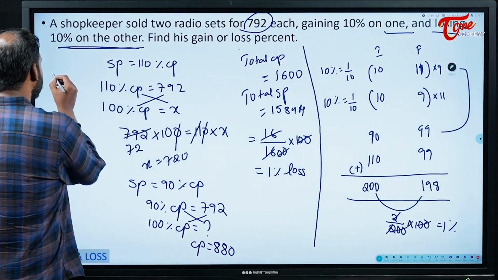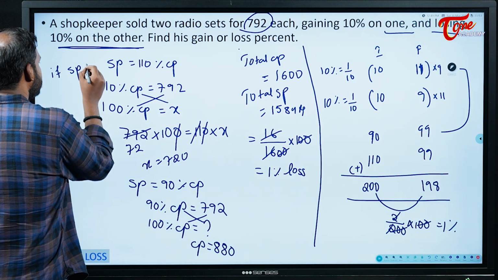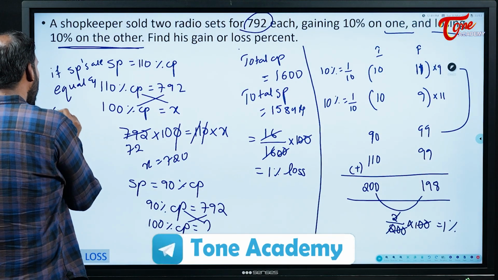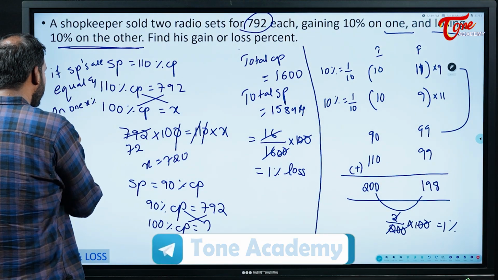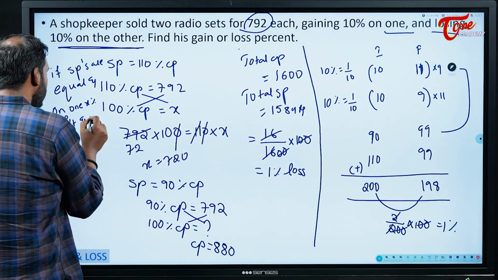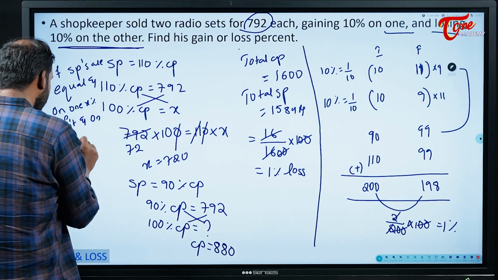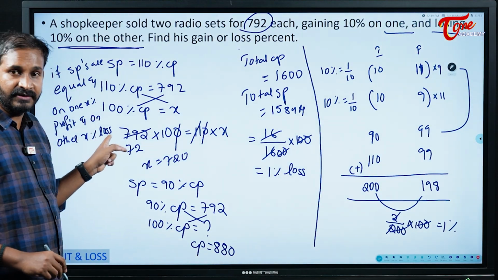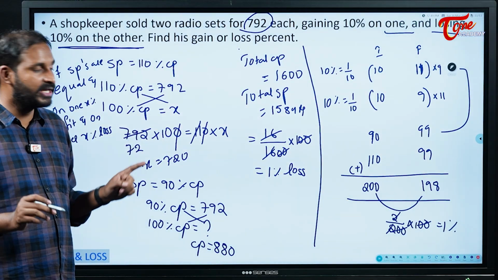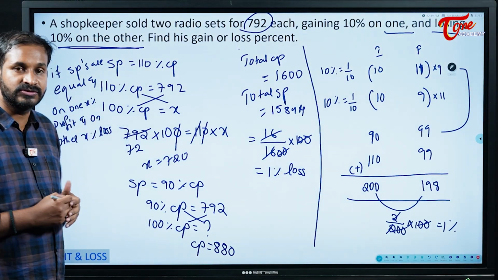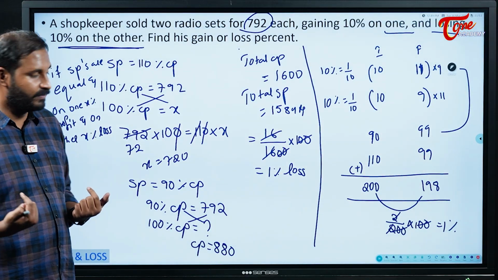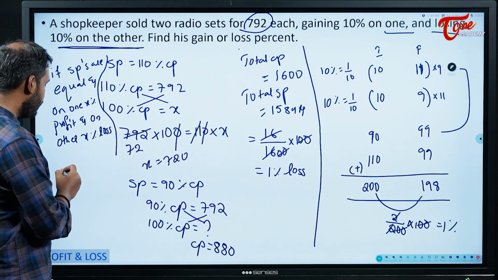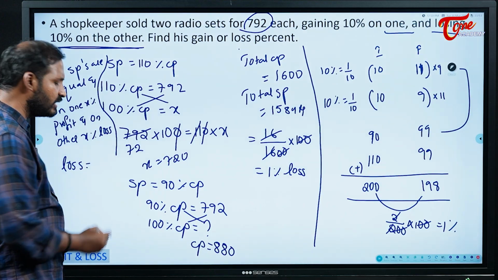If selling prices are equal, and on one you get X percent profit and on the other X percent loss, the same percent, please be careful. Here if it is 20 and here it is 10, that is not the case. Definitely in one case he should get X percent profit and in the other case X percent loss. Then what we can say is, there will be always loss.